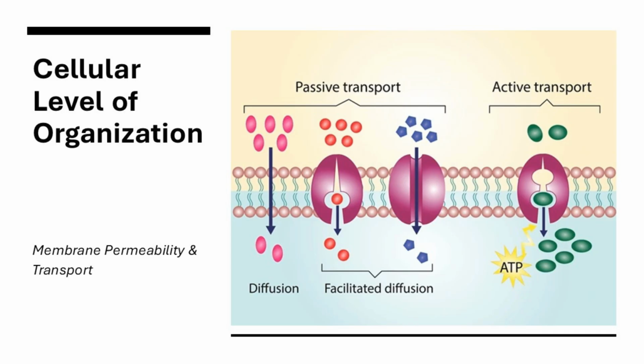Got it. So simple diffusion, channels, and facilitated diffusion, all passive, all moving downhill concentration-wise. Correct. All driven by the gradient, no direct energy cost to the cell. But what happens when the cell needs to move something against that gradient? Like pumping something out even when there's already a lot outside? Yeah. That's where active transport comes in. Precisely. This is the game changer. Active transport moves substances against their concentration gradient, from low concentration to high.